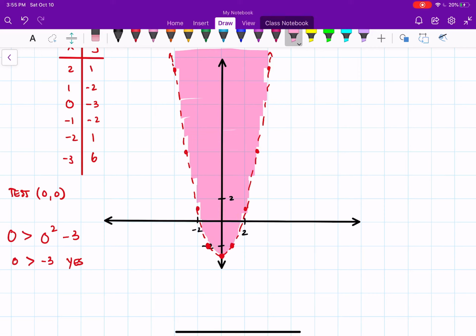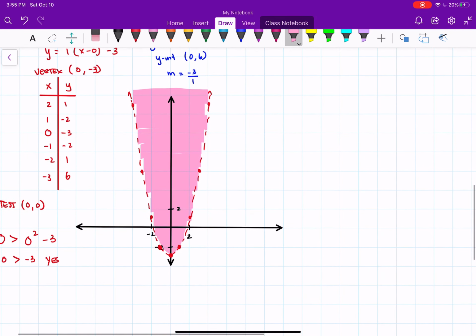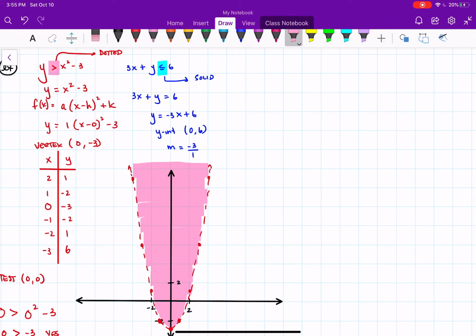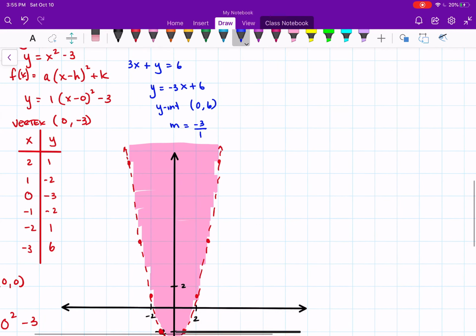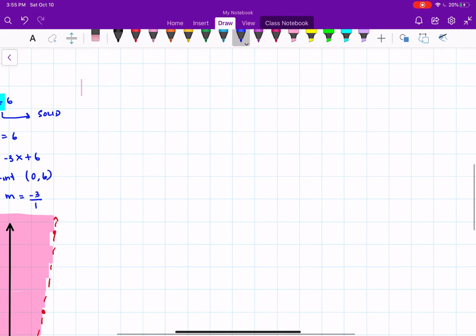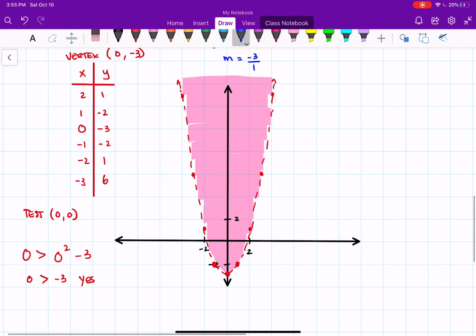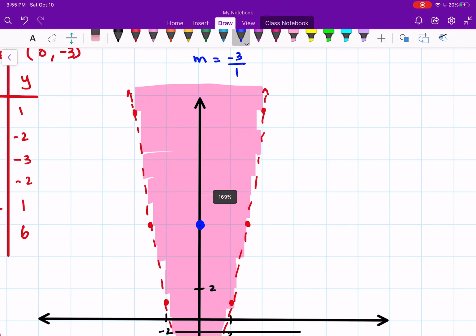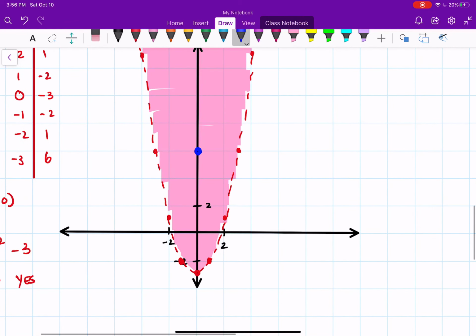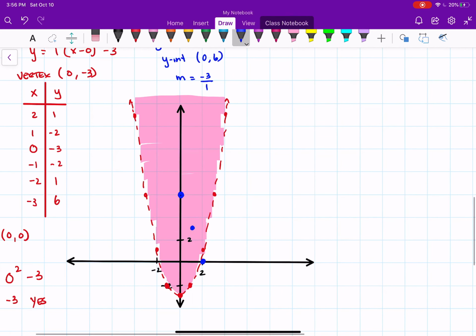Okay, so everything inside is going to work. Now let's go with the blue one. That has a y-intercept of 0, 6, and a slope of negative 3. So down 3, 1, 2, 3, right 1. Again, down 3, right 1. All right, and that is going to be a solid line. Perfect.